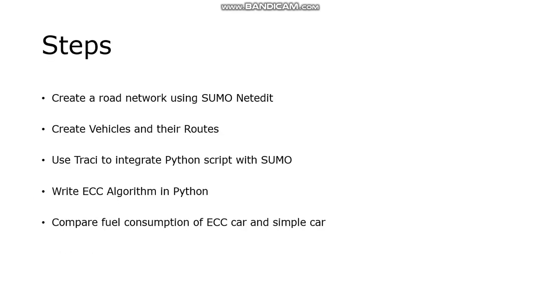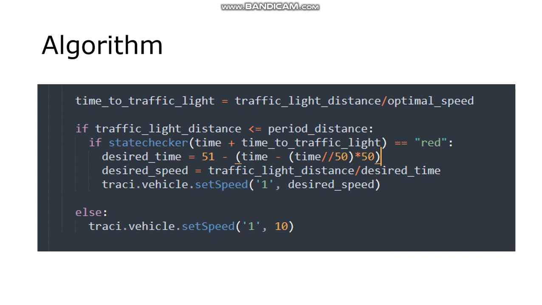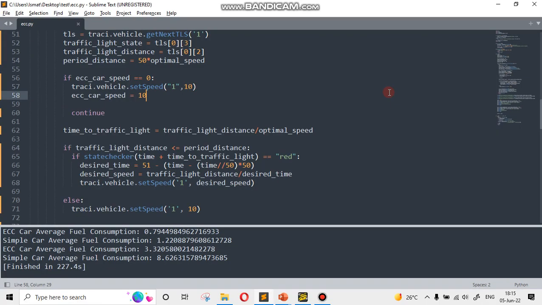The steps of our project are to create a road network using SUMO NetEdit, then create vehicle routes in the route XML file, and use the TraCI library to integrate Python and SUMO. We will write the algorithm in Python and run the Python program and the SUMO file simultaneously, and at the end we will compare the fuel consumption of the normal car and the Eco Cruise Control car. So let me explain the algorithm from the Python file itself.